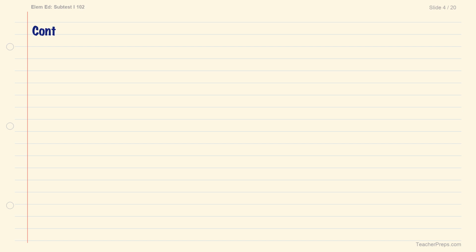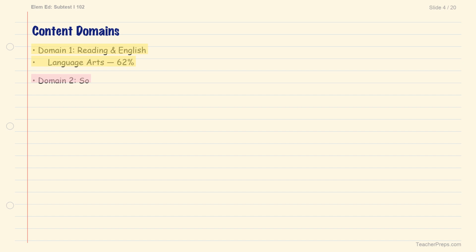Now, let's go over the content domains of this exam. This means the content covered that you will be asked to demonstrate your understanding of by reading and identifying the correct answer to each question. This Elementary Education Subtest I 102 exam covers two main areas. 1. Reading and English Language Arts, which makes up 62% of your total exam score. This is the largest and most important area that you will want to spend the most time focused on. And 2. Social Studies, which counts for the remaining 38% of your total score.